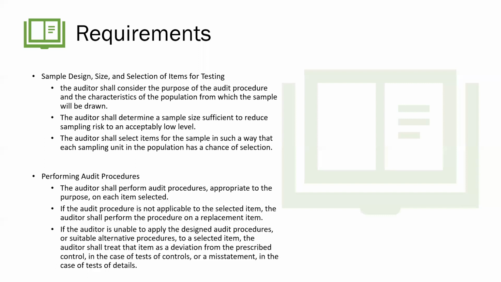If you are unable to apply an audit procedure or you are unable to perform an alternative procedure to a selected item, then you can treat that particular item as a deviation in the case of testing of internal controls. Or you can treat it as a misstatement in the case where you're testing substantive tests of detail.